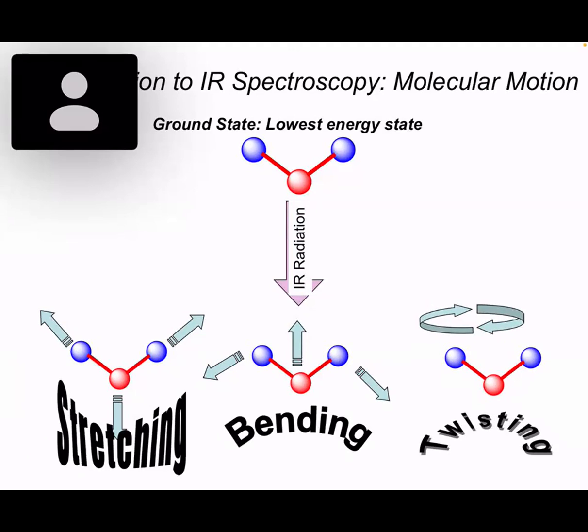And then there's also twisting that can happen, where the 2 outside atoms just rotate around the central atom. They don't actually come apart, but they rotate as far as they can. And it's these molecular motions that get intensified when there's exposure to infrared radiation.